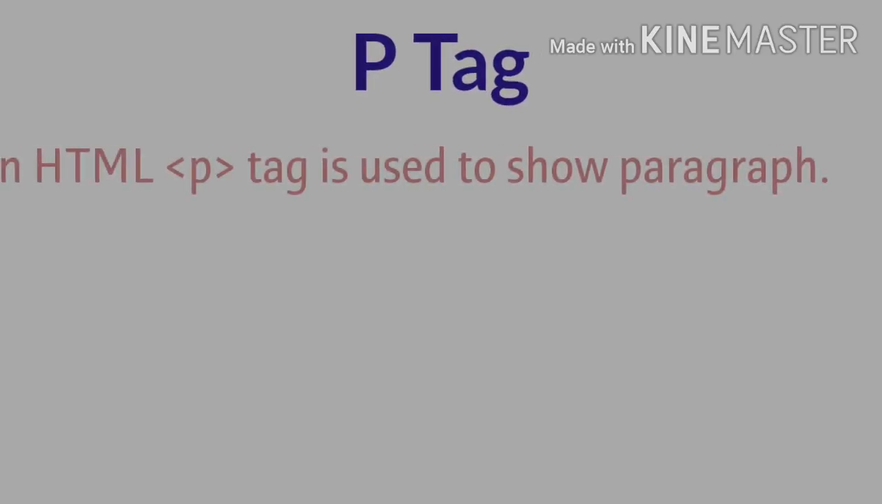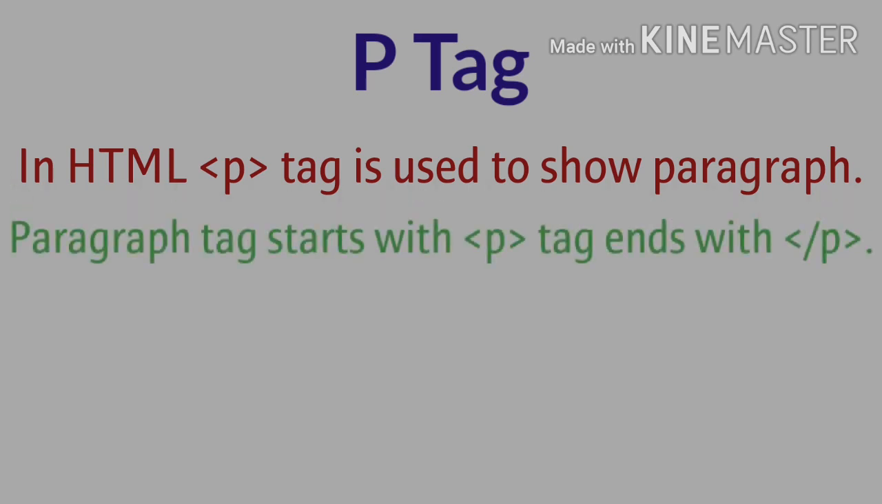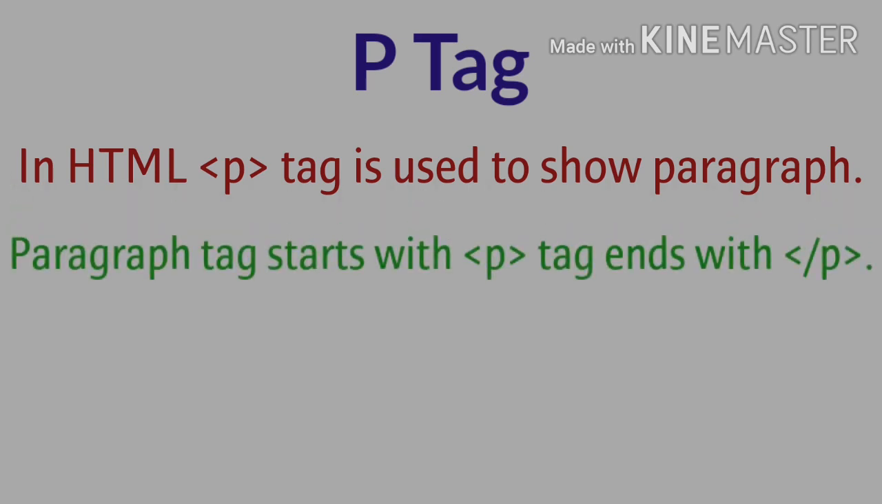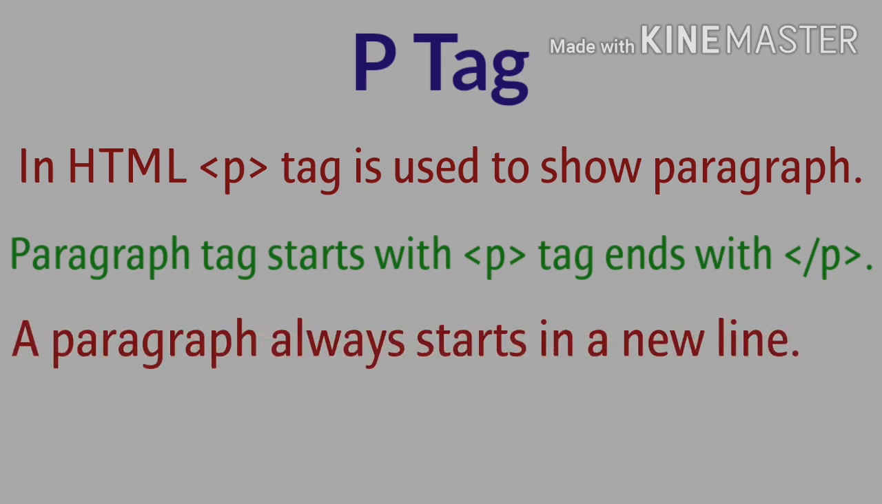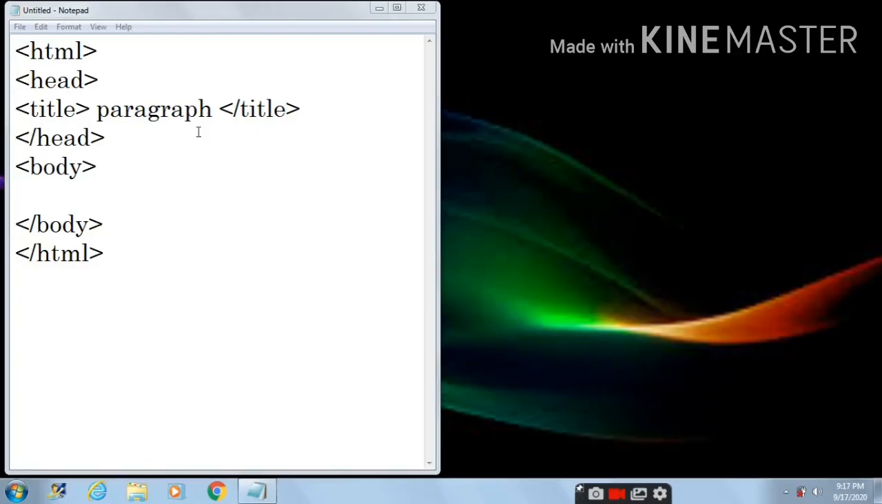P tag. In HTML, the P tag is used to show a paragraph. A paragraph tag starts with P and ends with /P. A paragraph always starts on a new line. A browser automatically adds some white space before and after a paragraph.